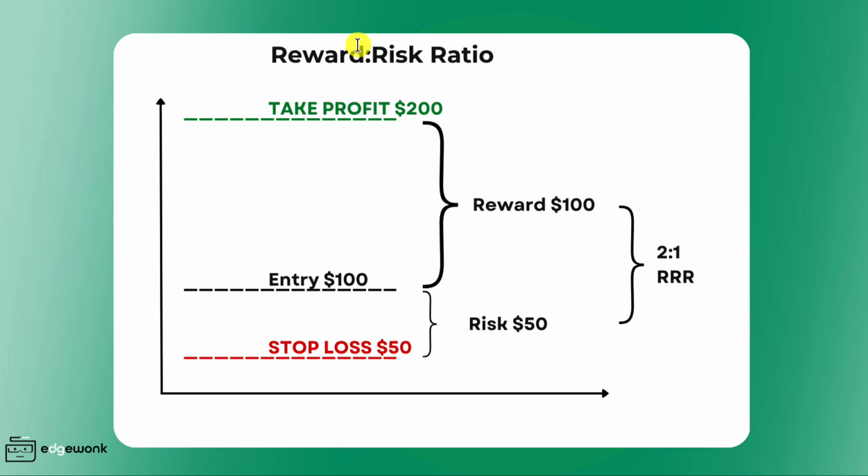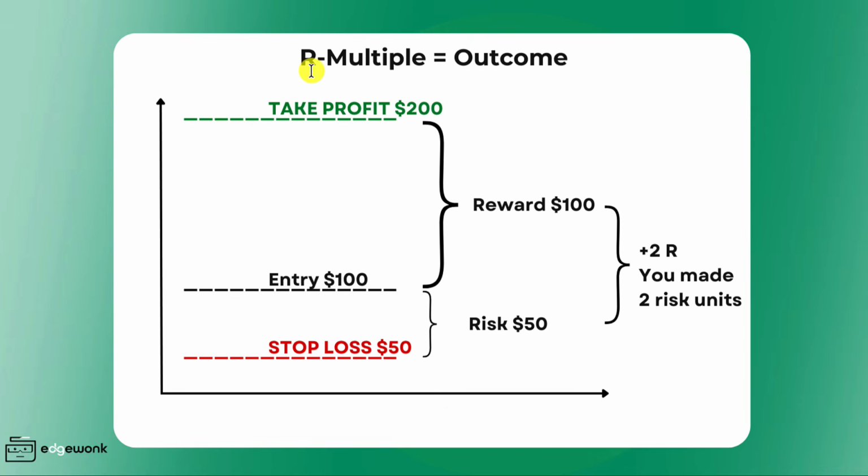But as I said, the trade management graph looks at this in terms of R multiple, not reward to risk ratio. R stands for risk. And this is an outcome metric, so the R multiple only exists after you have closed your trade. It's actually quite simple. For the R multiple, we always look at your outcome in terms of risk units. So you look at where your entry is and where your stop loss is. In this case, the distance is $50. So in terms of R multiple, one risk unit for the trade would be $50.